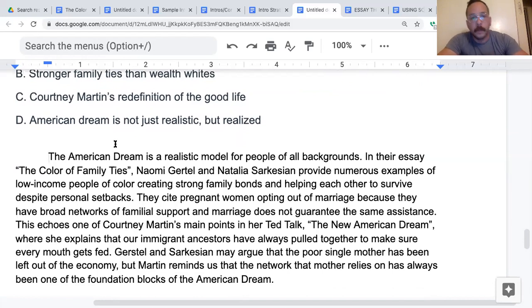The American dream is a realistic model for people of all backgrounds. In their essay, The Color of Family Ties, Naomi Gerstle and Natalia Sarkeesian provide numerous examples of low-income people of color creating strong family bonds and helping each other to survive despite personal setbacks. They cite pregnant women opting out of marriage because they have broad networks of familial support and marriage does not guarantee the same assistance.